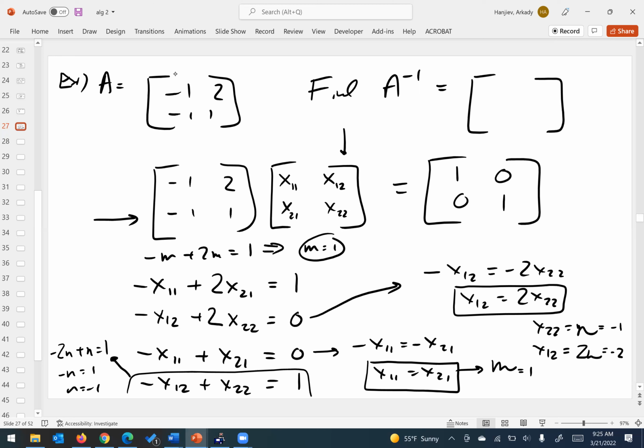So we found out n is equal to -1. We go back over here. N is equal to -1. That means x22 is equal to -1. Since x12 is twice n, it becomes -2. Okay, you guys tell me, what is our inverse matrix?